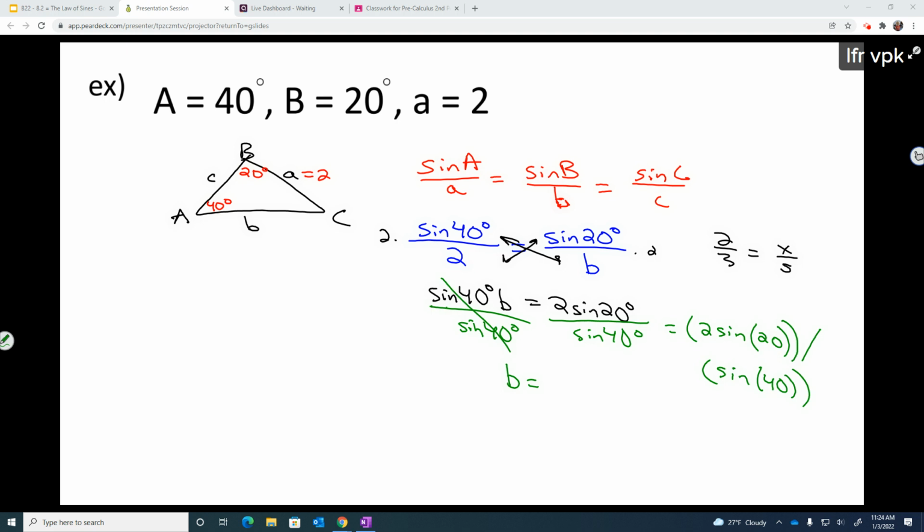Just type it in like that, and see if you can get the correct answer. Make sure you close all your parentheses well. And you should get 1.06. So you can check and make sure you're doing it right. So we got B. Now we need to get two more things because we're solving it. We need to get big C and little c.